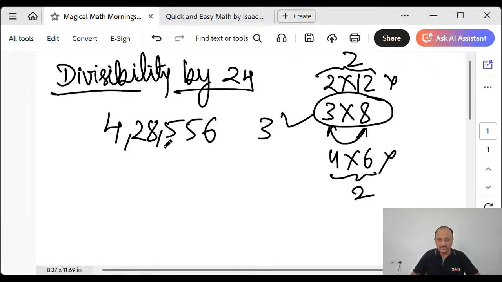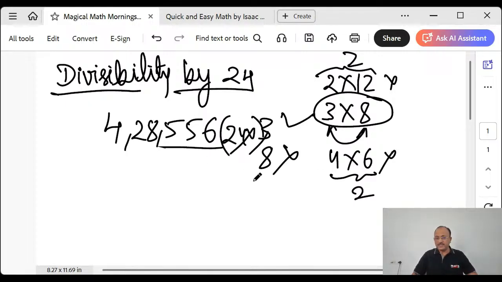8 means what do we do? You check only the last 3 digits. 8 6s are 48. Correct? 8 6s are 48. 7 is left. 7 and 6, 76 is not divisible by 8. Therefore, this is not divisible by 24. Correct? It's not divisible because it's not divisible by 8.